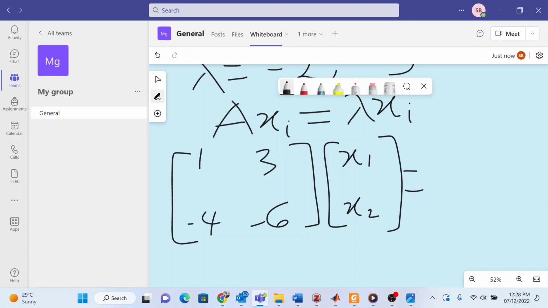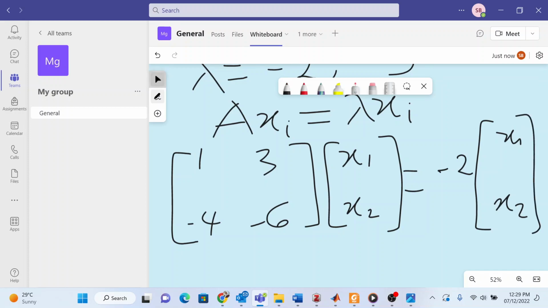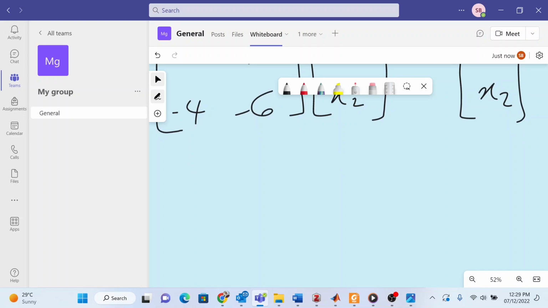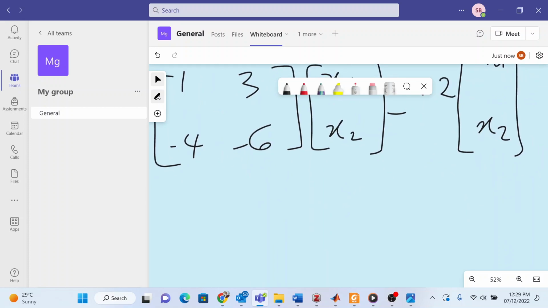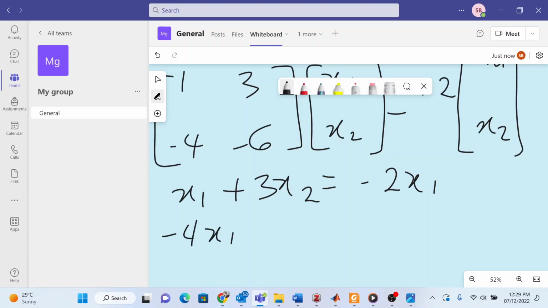So we have to do this for each of the lambda. We have 2 lambda, so we have to do it for each. Take minus 2 first. So x1, x2. At this point, we're going to open these brackets. Once we open them, we have x1 plus 3x2 equals to minus 2x1. Then also this is going to be minus 4x1 minus 6x2, and this is going to be minus 2x2.